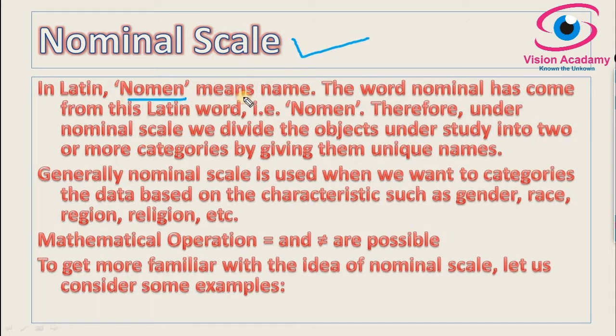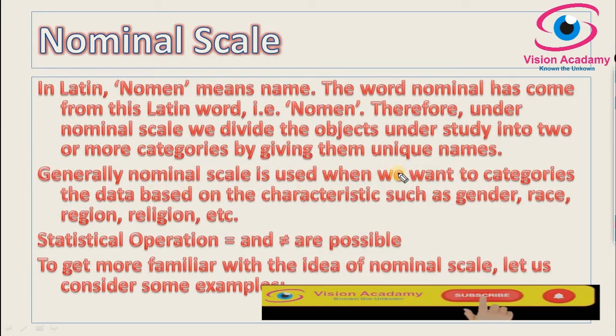In Latin, nomen means name. The word nominal has come from the Latin word nomen. So in the nominal scale, we divide the object or variable under study into 2 or more categories. In the sense, we use categorical data in the nominal scale. We categorize by giving them unique names, symbols, text, whatever. We divide the objects or variables under study into 2 or more categories by assigning them a unique name or symbol.